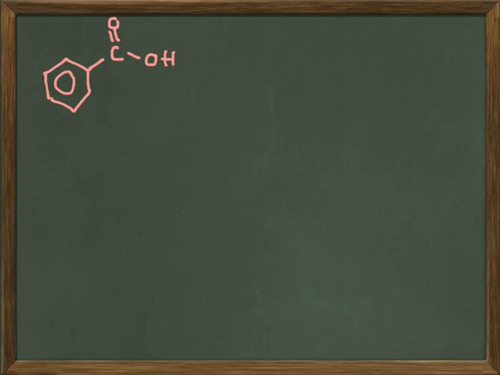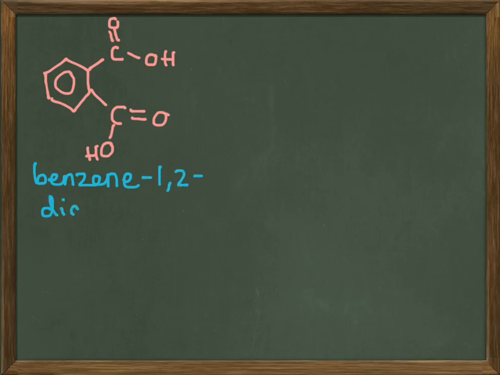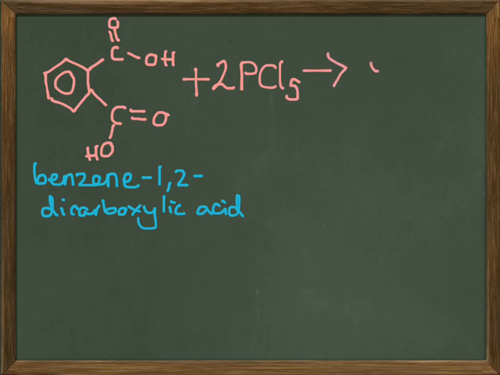This time we've got a carboxylic acid. In fact, we've got a dioic acid there, benzene 1,2-dioic acid. I've used the long name here, dicarboxylic acid, and we're going to react that with PCl5. What will that make? Okay, let's see if you can work out what that's going to make. Pause the video and draw out the product. See if you can name it as well.